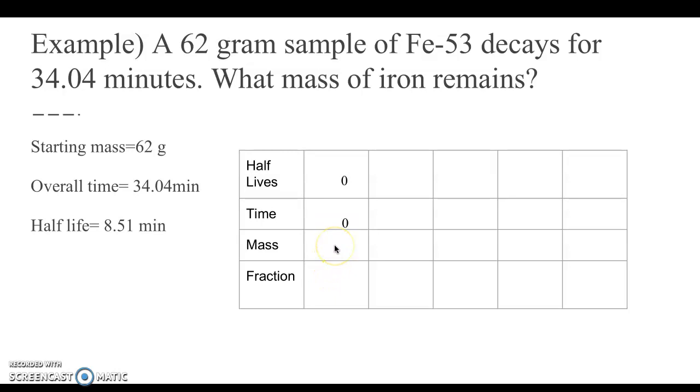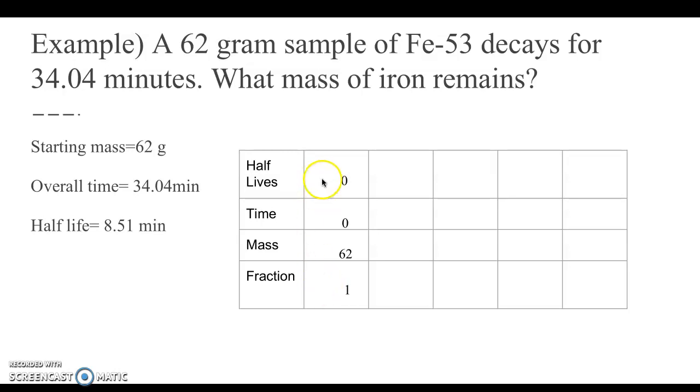The mass, so our starting mass is going to be whatever is given to us in the problem. So we're starting with the 62 grams this time. And our fraction always starts at 1. We always start with the whole amount. So 0 for half-life, 0 for time, 1 for the fraction. You always start with these values in any problem you're doing.